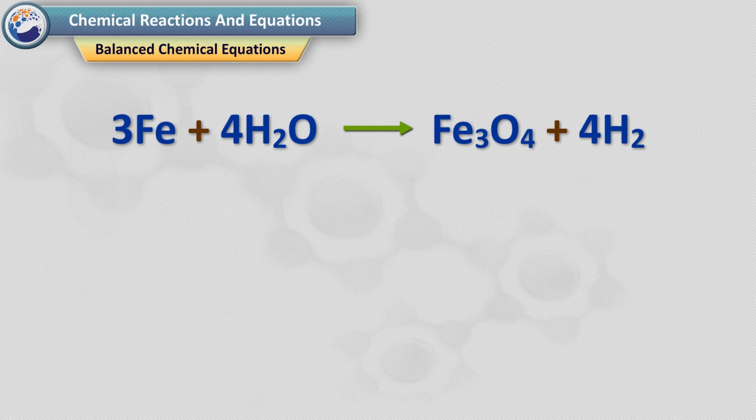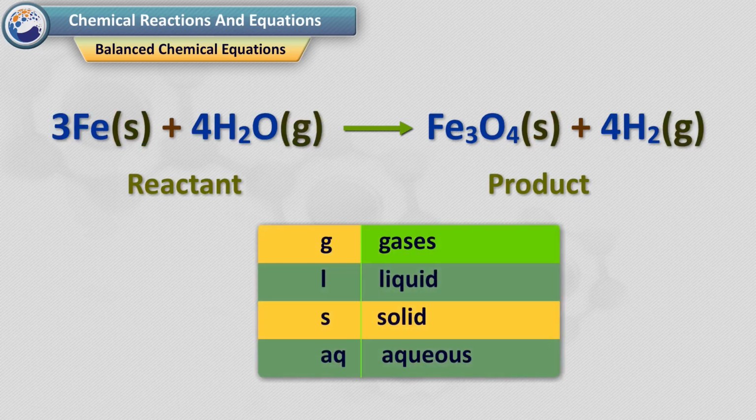Step 7. Writing symbols of physical states. To make a chemical equation more informative, the physical states of the reactants and products are mentioned along with their chemical formulae. The gaseous, liquid, aqueous and solid states of reactants and products are represented by the notations g, l, aq, and s, respectively. The word aqueous is written if the reactant or product is present as a solution in water. The balanced equation becomes.